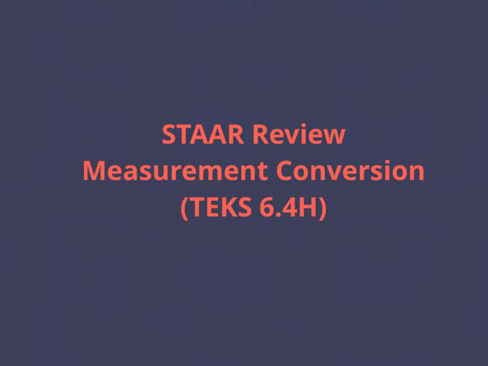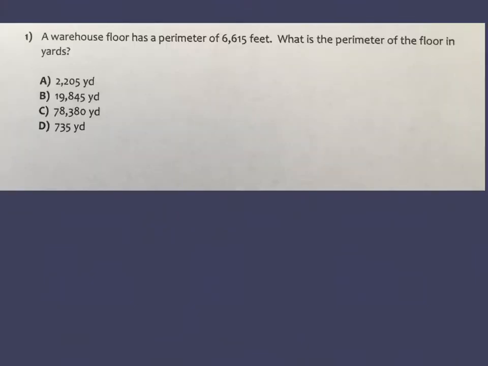In this lesson, we'll be reviewing measurement conversion, meeting the requirements for TEKS 6.4H. In our first problem, a warehouse floor has a perimeter of 6,615 feet. What is the perimeter of the floor in yards? So we want to go from feet to yards.